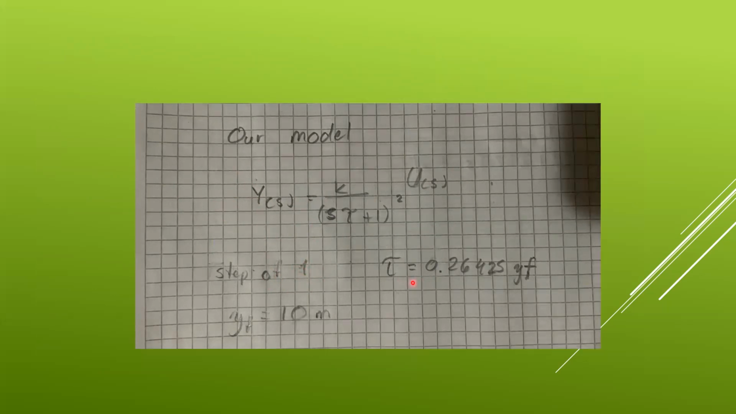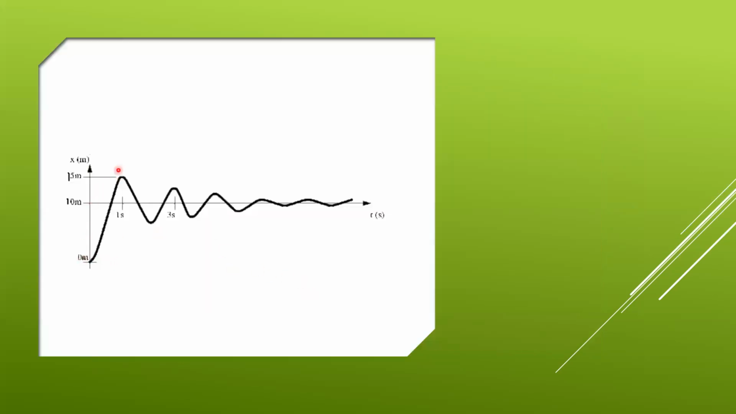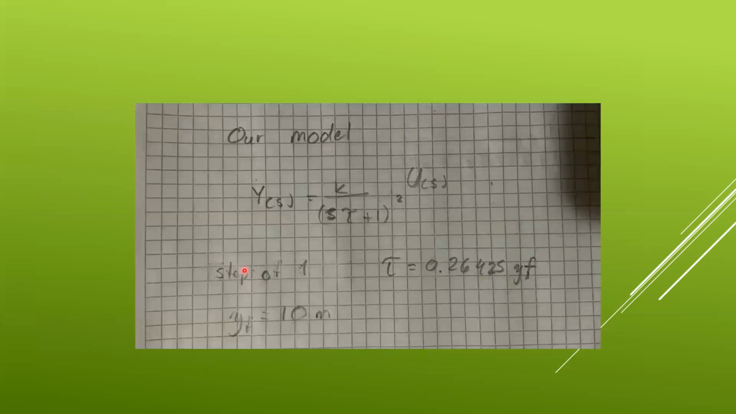And we know from our model that we can get the value of tau, where it is the percentage equal to 26.425 of the final value of y, which is going to be, in this case, the 10 meters, which is going to be the final value of our spring. So we have here YF equal to 10.